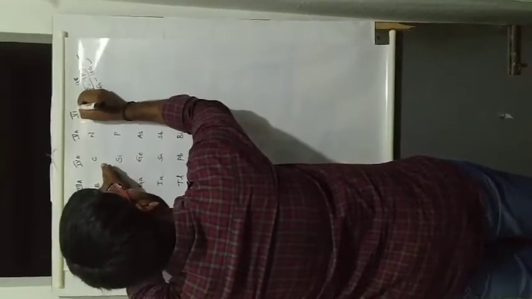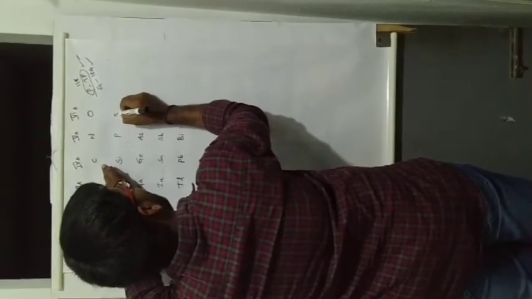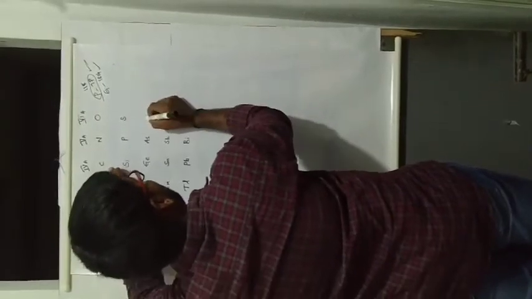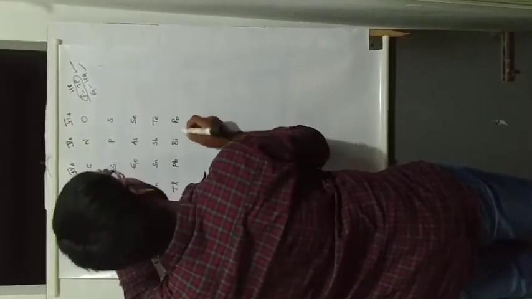Sixth A group elements. What are the sixth A group? Nitrogen after oxygen, sulfur, selenium, tellurium and polonium.